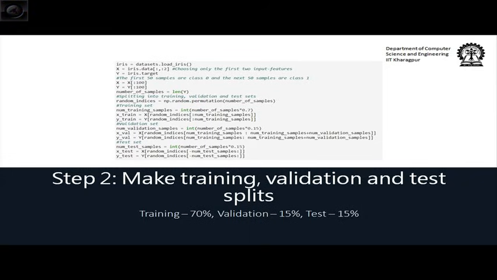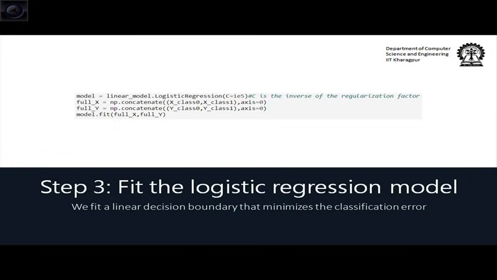So we do the same exercise as before. We split the data into training, validation, and test sets as is necessary, and then we fit the logistic regression model. We invoke the logistic regression class and create an object, and then we do a model.fit. So this does the minimum error approximation.